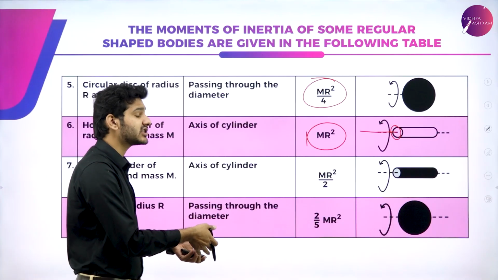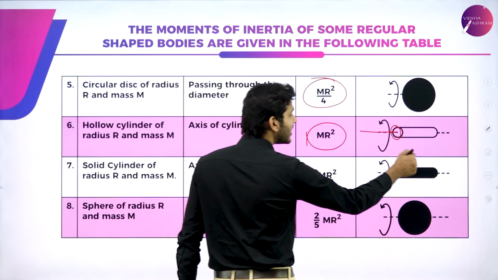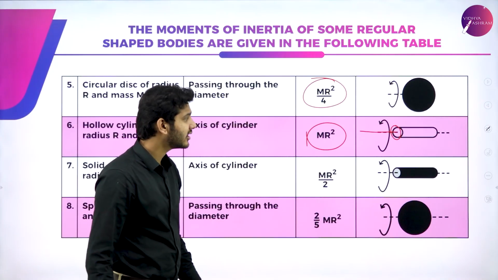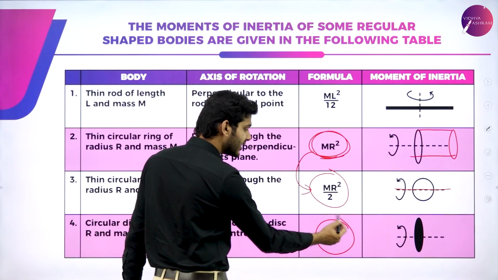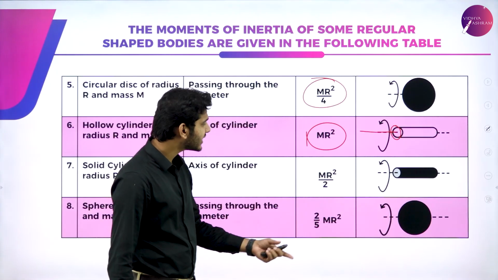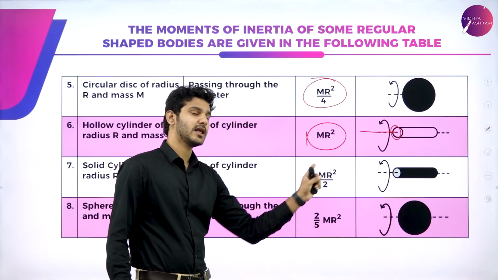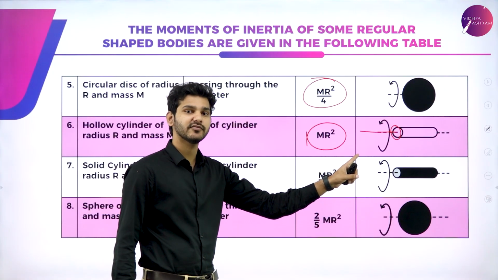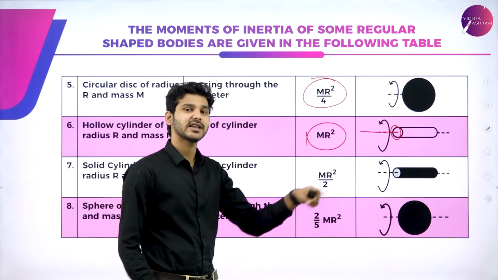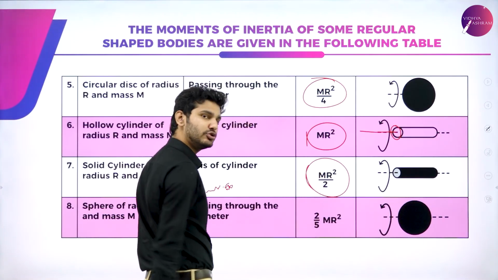With that same logic, for a solid cylinder where the mass is completely filled, again, it will be the same as that of a disk. So this was MR² by 2, then automatically this will also be MR² by 2. Because if I look at it like this, it is completely filled, which means it looks like a disk that is being stretched out. So again, it will be MR² by 2.